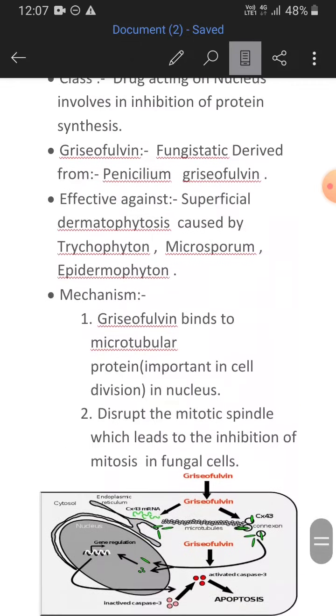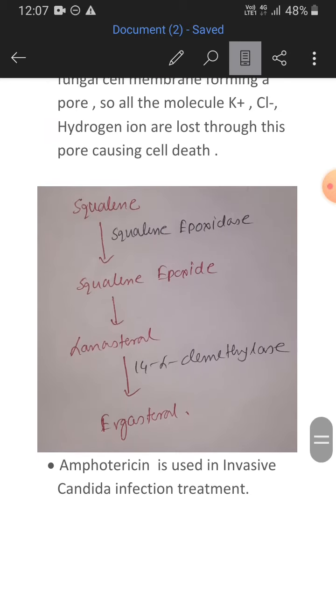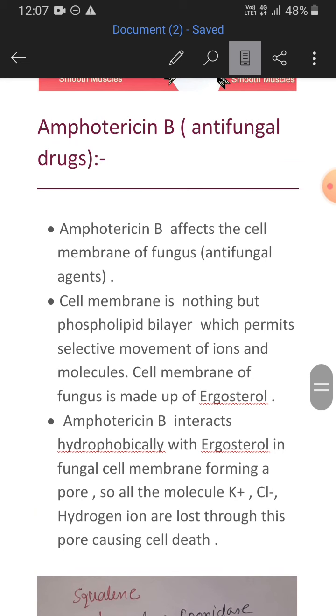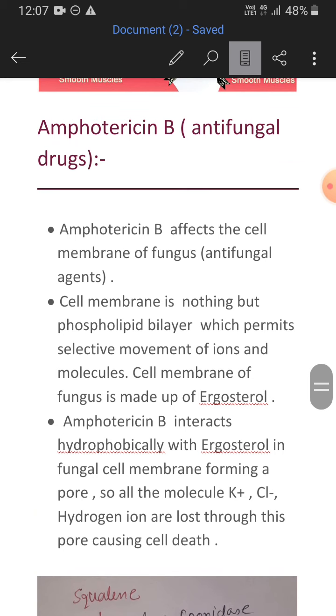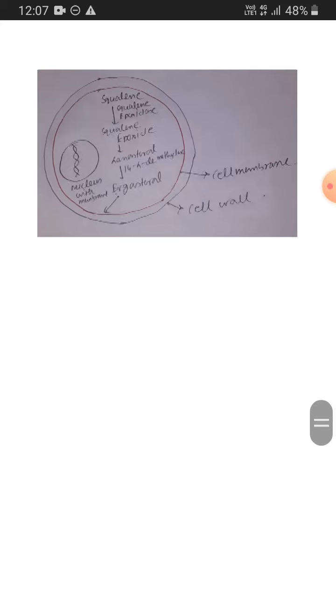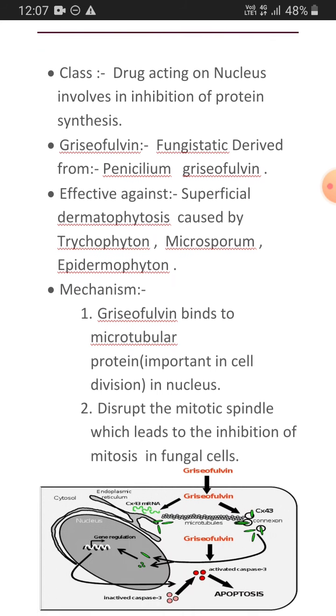So that's it for today, guys. Today we have learnt about both the drugs, amphotericin B and griseofulvin. If you have not watched the video where I discussed the mode of action of amphotericin B, I recommend you go to my YouTube channel and watch it. And we have also discussed in that video the mode of action of griseofulvin.